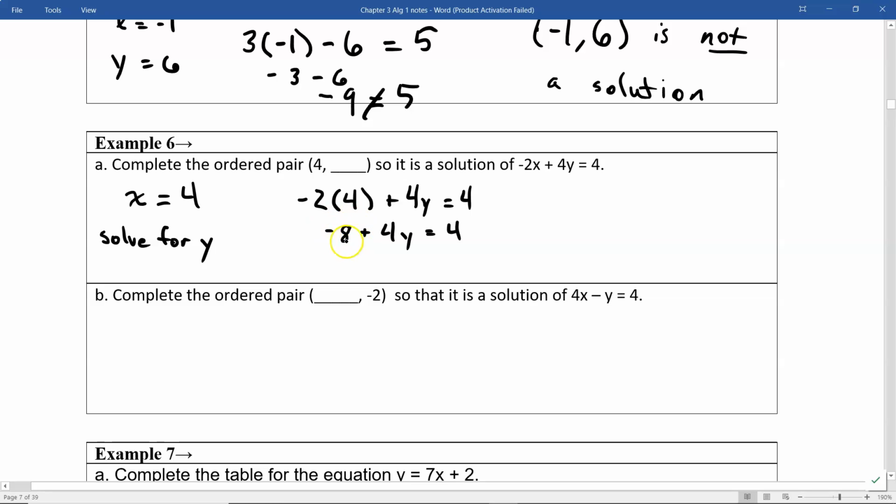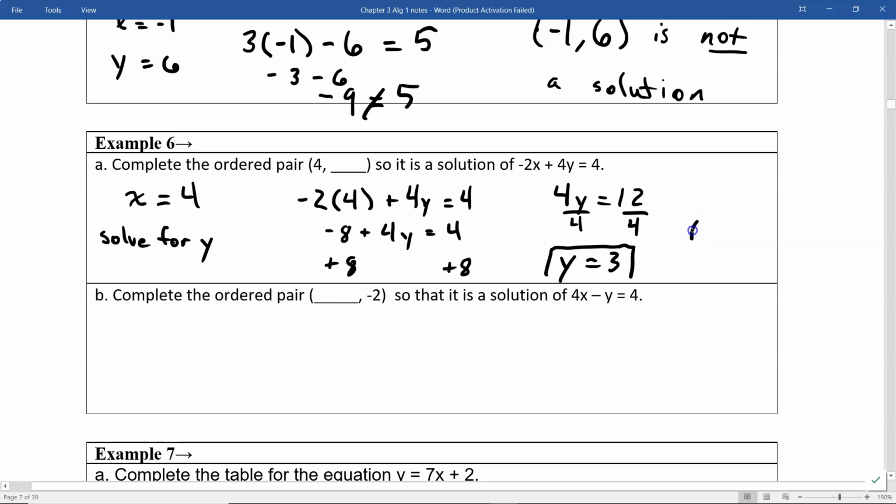Then we have to add 8 to both sides in order to cancel this 8 out. And when we add 8 to this 4, let me just write it out explicitly. We add 8 to both sides, so 4 plus 8 is 12. So that means our equation goes to 4y is equal to 12. And now we want to divide by 4. When we divide 12 by 4, we get that y is equal to 3.